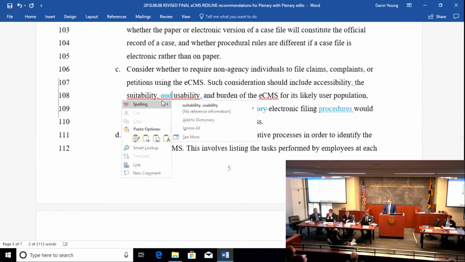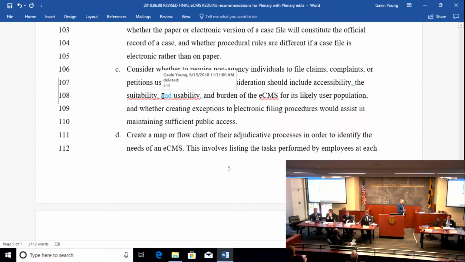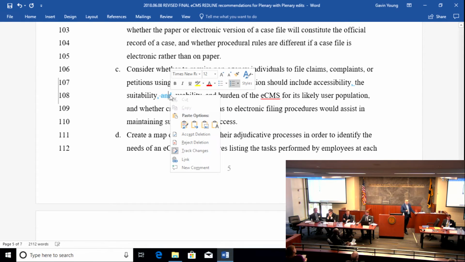Are there any additional amendments that any members wish to offer at this time? There will be no other time. I shouldn't have said that. So, Bob?